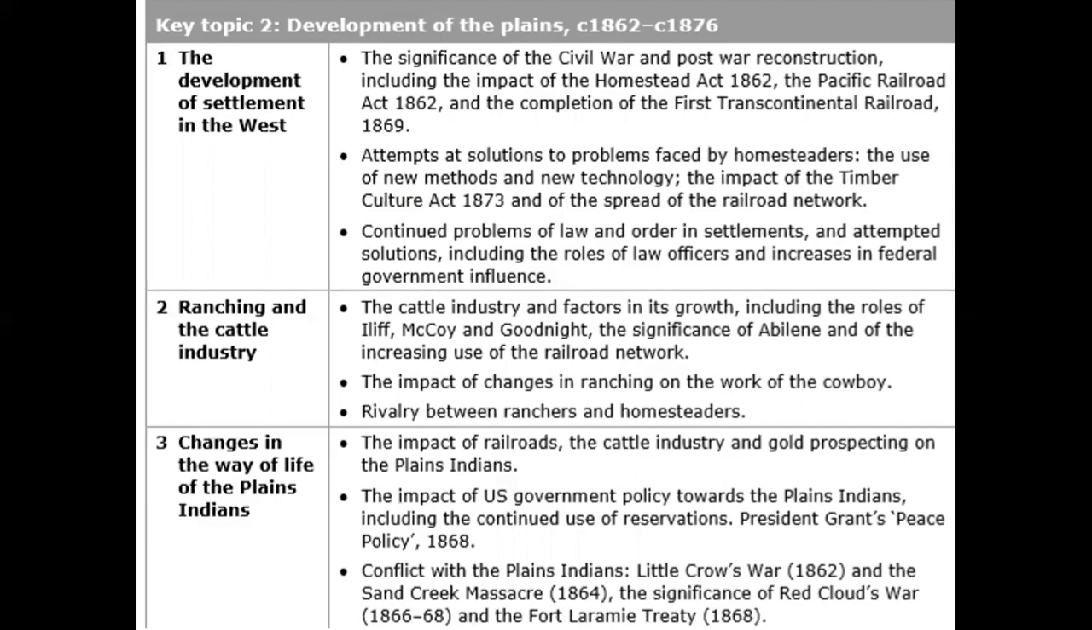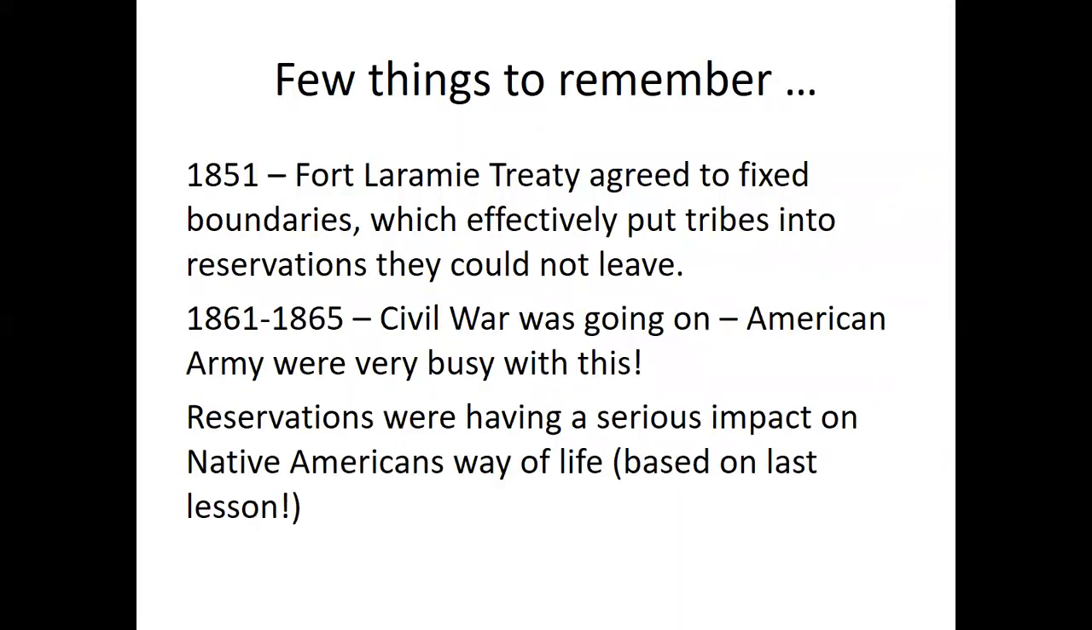Then we finish Unit 2, which means we're starting to build this picture of how the Native Americans' lives had been sort of removed by the end of this course in 1895. So just a few things to remember before we start this lesson. We need to know these because this is a key reason as to why conflict occurred.